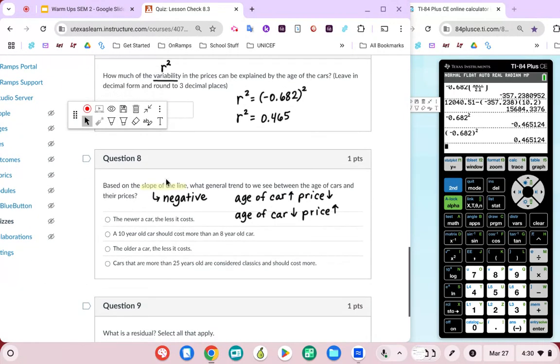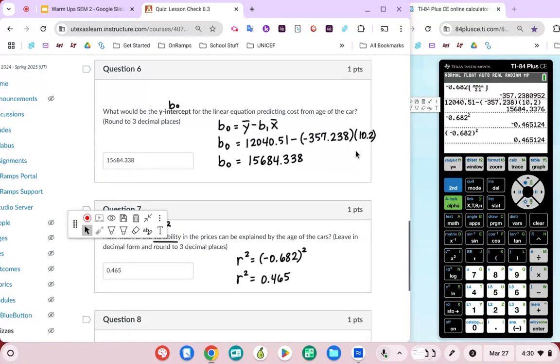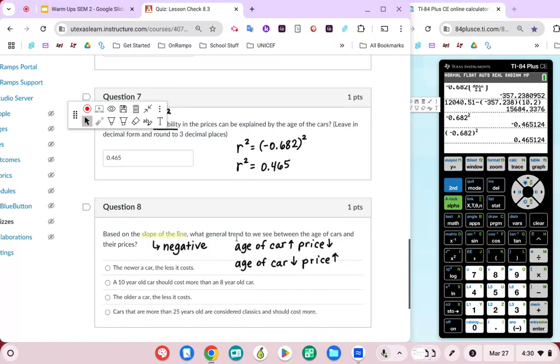Number 8, based on the slope of the line, our slope of the line was negative 357.238, so we do have a negative slope. What general trend do we see between the age of cars and their prices? So if our slope is negative, then the two variables have an inverse relationship. As one goes up, the other one goes down. So your two options are going to be that the age of the car goes up, the price goes down, or as the age of the car goes down, so it's newer, the price goes up. So the newer a car, the less it costs.